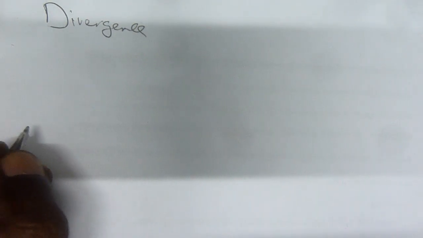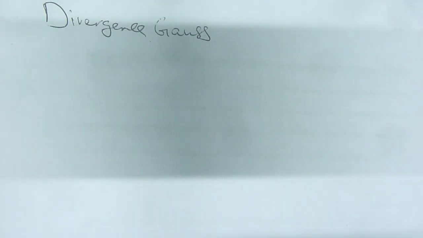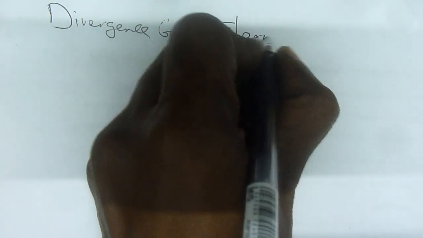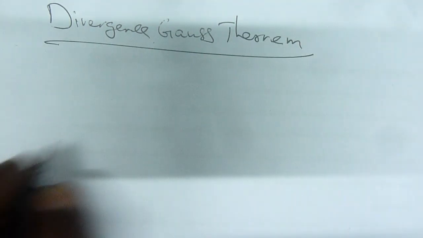divergence. Okay, we have seen the divergence, but basically we're going to incorporate that into the Gauss theorem. Okay, we're going to use the divergence Gauss theorem. Okay, Gauss theorem.